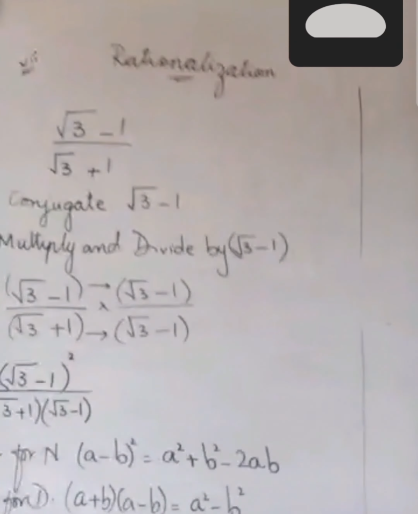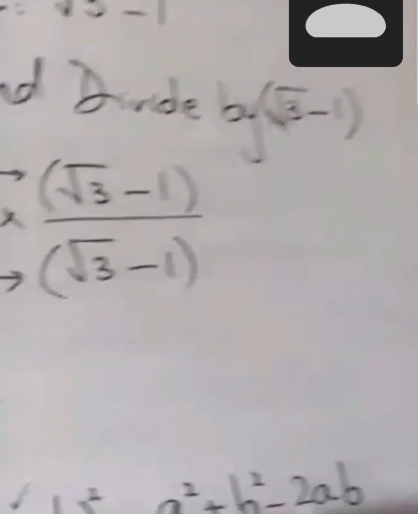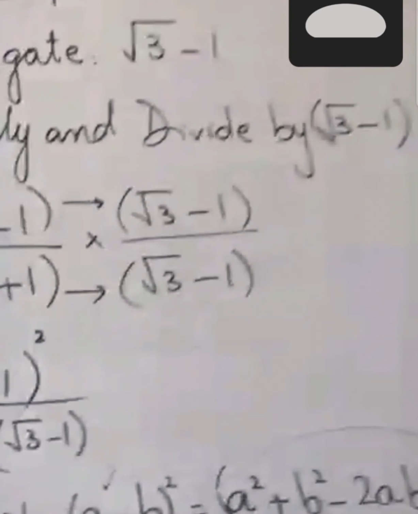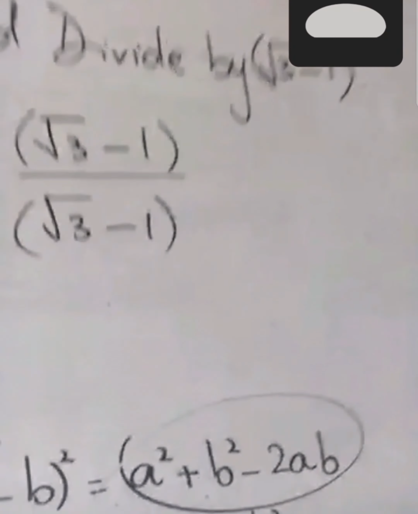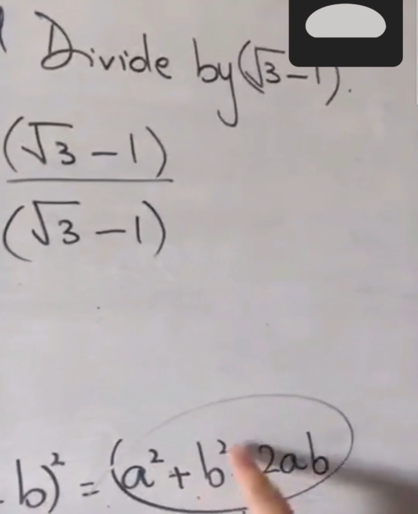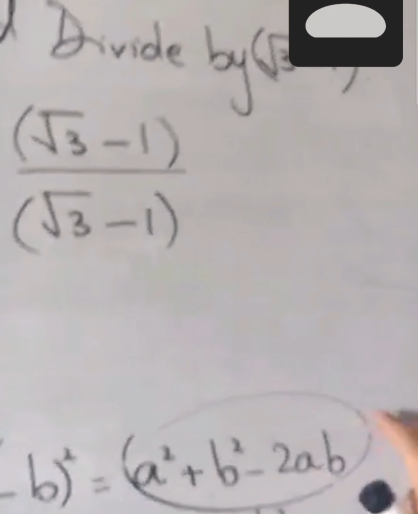Beta, here we are going to apply two formulas. One is for numerator and one is for denominator. For numerator, the closed form is given, we will open it and write it in this form. And for the denominator, the open form is given and we will close it. A square plus B square minus 2 times AB.